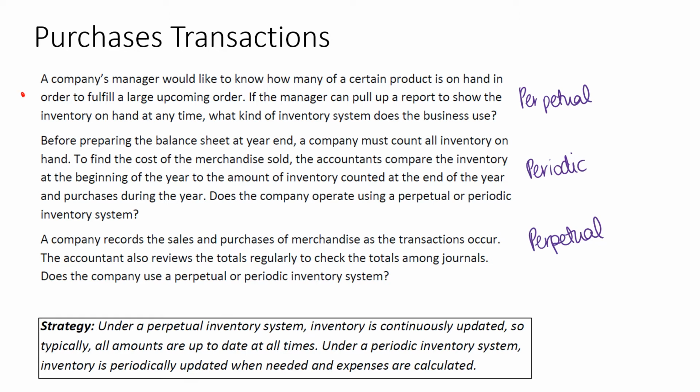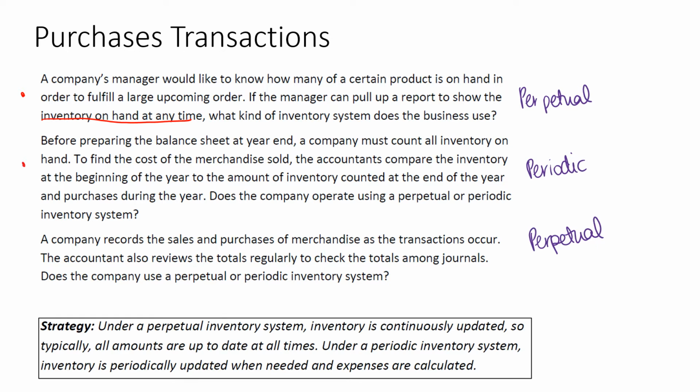So the first example says, a company's manager would like to know how many of a certain product is on hand in order to fulfill a large upcoming order. If the manager can pull up a report to show the inventory on hand at any time, what kind of inventory system does the business use? This would be a perpetual inventory system because the manager can pull up a report that shows how many items are on the shelf at that given time. So live data in real time, this is how much inventory the store has. So that's the perpetual system.